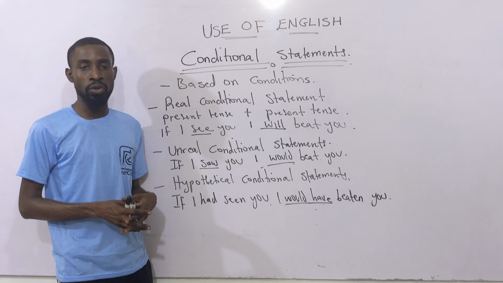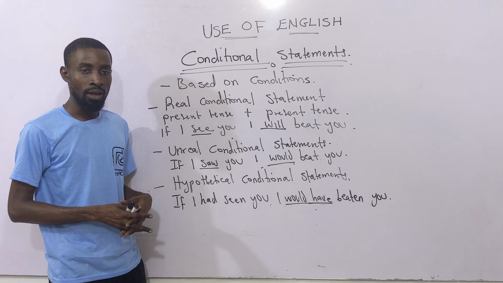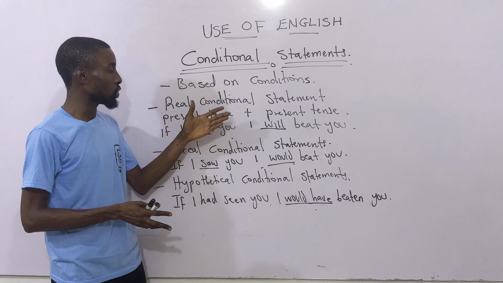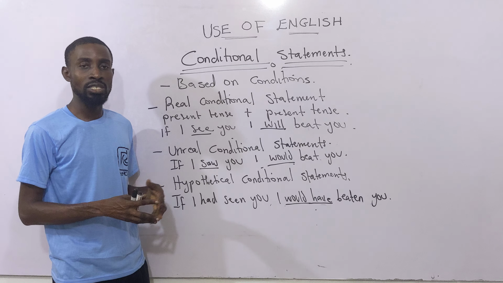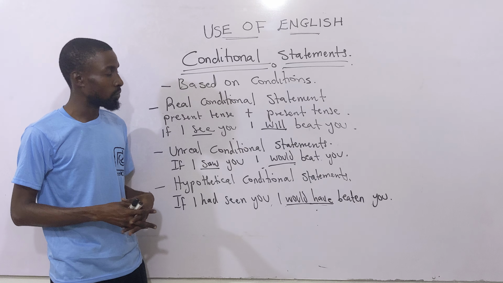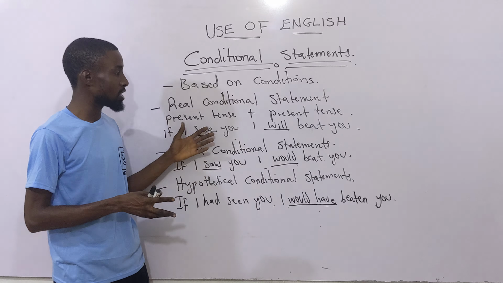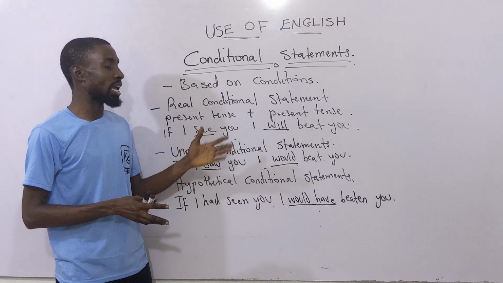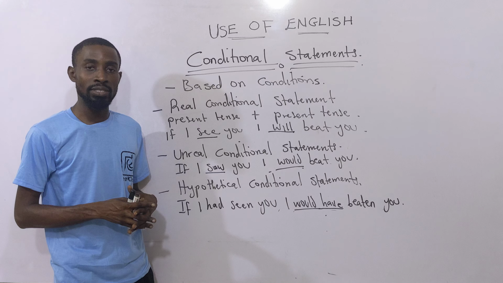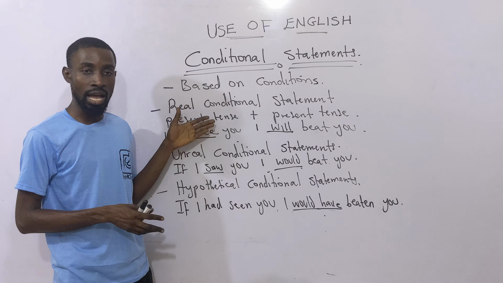A conditional statement is said to be real when the event described is likely to happen, or is likely going to take place. How will you know that what they are describing is likely going to happen? Normally, in a conditional statement, there are two statements involved: the first clause and the second clause. The tenses in the two statements must be in the present tense. When you have that case, you can say that what is described is likely going to happen because the tenses are in the present form.